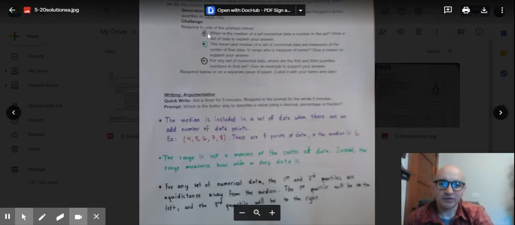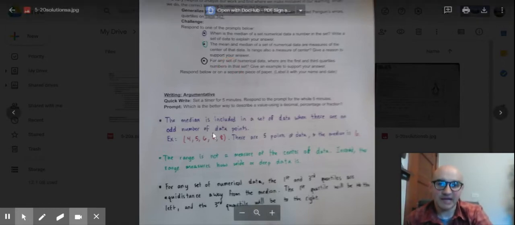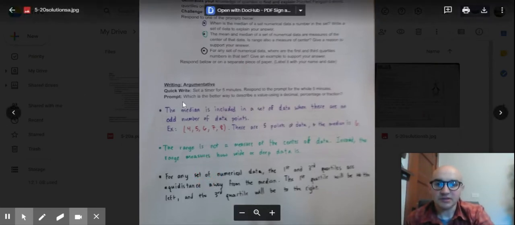I've color coded them here. The purple one is down here in purple, the middle one is in green, and then the bottom one is black down here. Okay, so let's take a look. The purple one says, when is the median of a set of numerical data a number in the set?